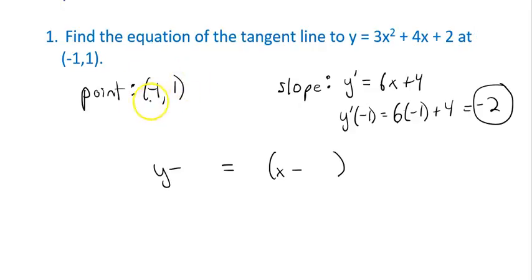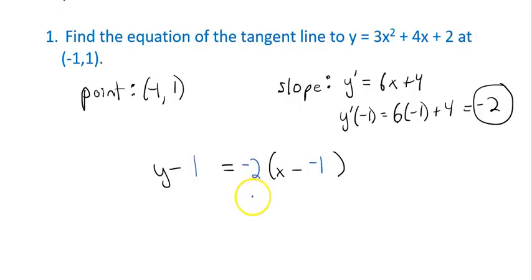I'm going to start with the point. You put your x value with the x, so negative 1 is going to go right here, and the y value goes with the y, so 1 is going to go here. Slope will go in front of the parentheses, so that's where I put my negative 2.